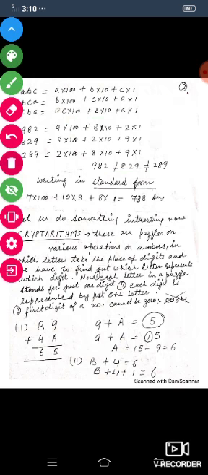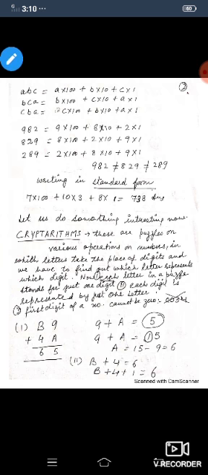So, writing in standard form, 7 into 100 plus 10 into 3 plus 8 into 1 can be written as 738. Let us do something interesting now.